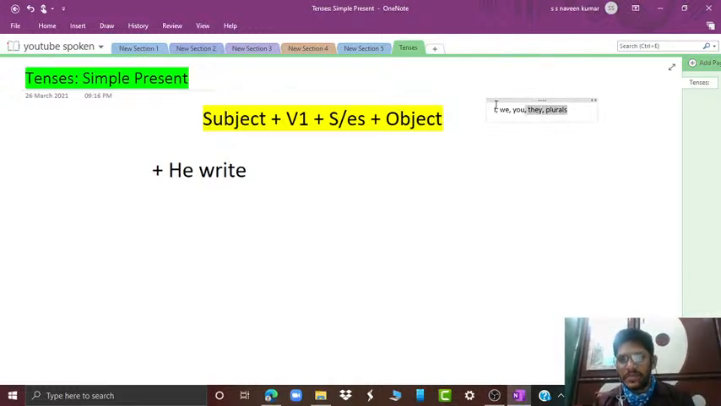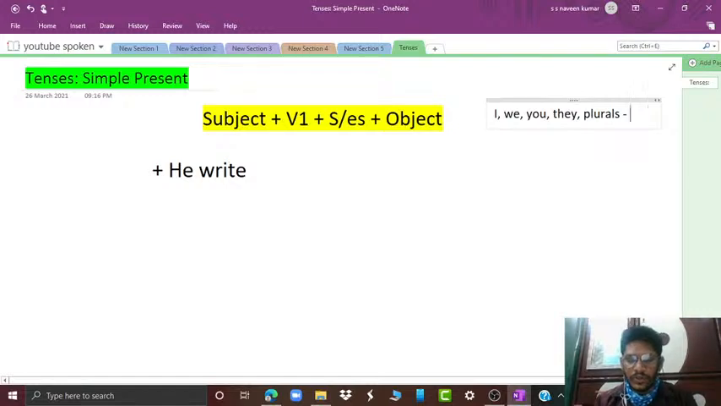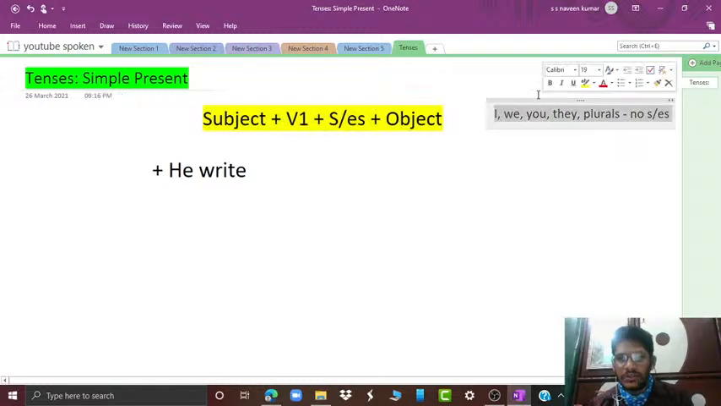So whenever this type of subjects are given, we must not add s or es. So no s or es. When this type of subjects we generally get, then do not use s or es in the context.